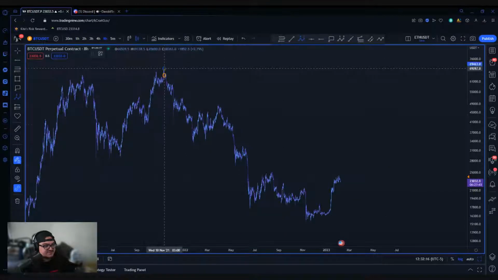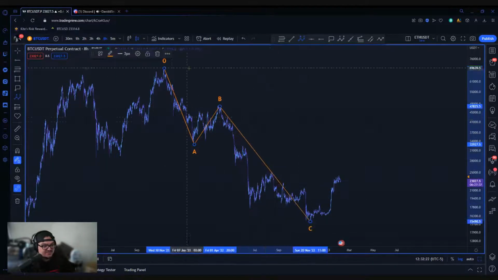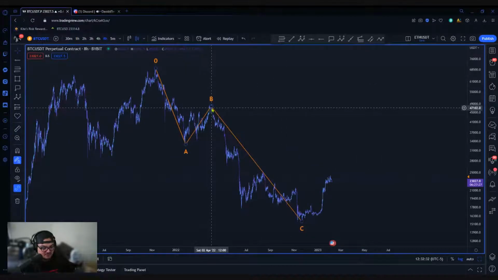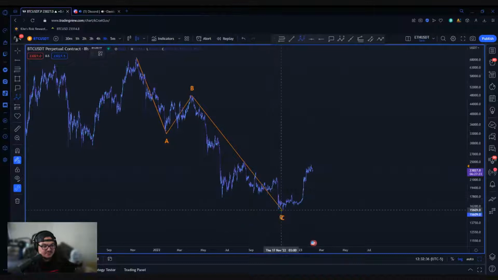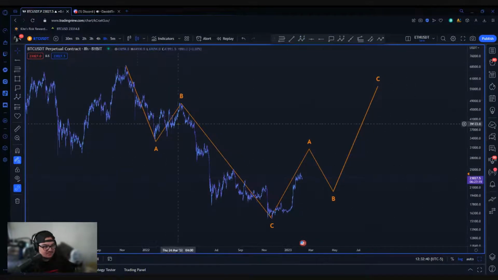The first thing I notice is that we have an A, B, C to an A, B, C to a B, and then we have a larger A, B, C to a C. Now, we do have a completed setup. The question lies, are we done or are we beginning something? You can make arguments for both. One could say that maybe we are done here and maybe we're working on a much larger pump to the upside, maybe to pursue new all-time highs.